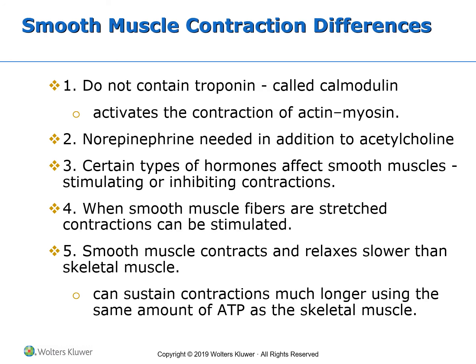The difference between the smooth and striated muscle is the fact that the smooth muscle will not contain the troponin protein. It will contain a different one that is called calmodulin that will activate the contraction of actin and myosin. Acetylcholine is not enough for a smooth muscle contraction. It will need the help of another substance, another neurotransmitter that is called norepinephrine. Hormones may affect the smooth muscles by stimulating or inhibiting their contractions.